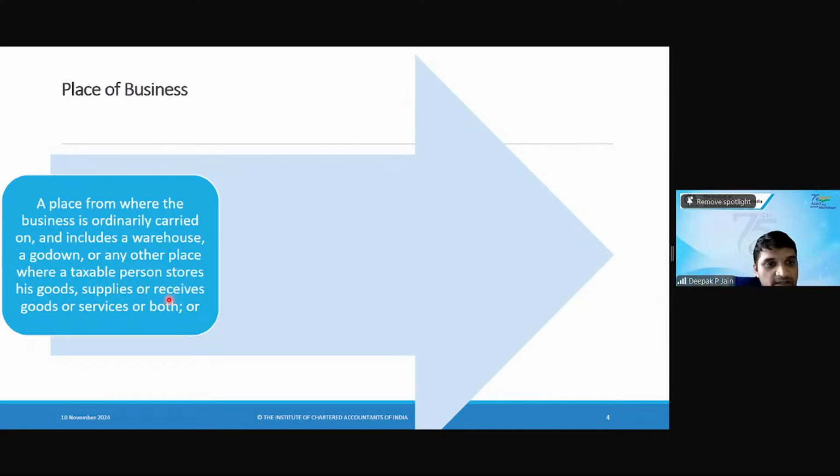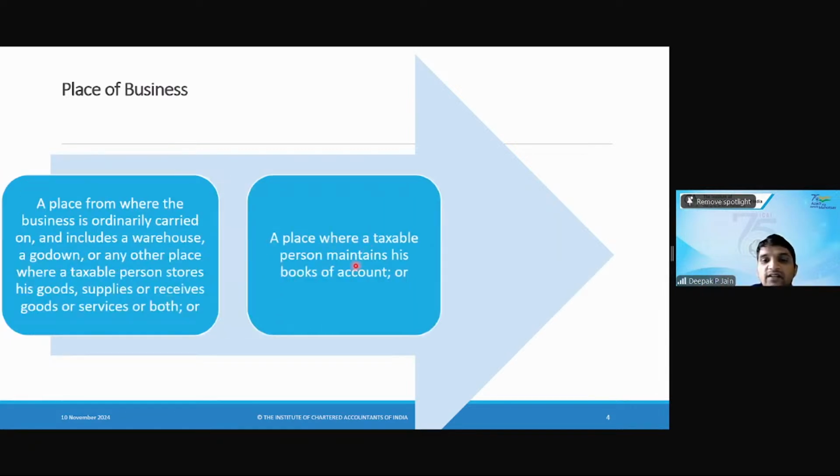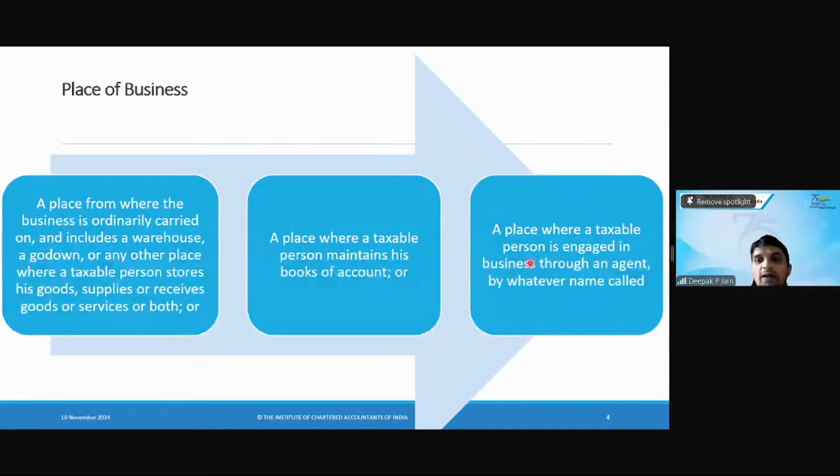Either he can carry out the business from there or he generally stores any goods over there. Both of them will be treated as place of business. And a place where a taxable person maintains his books of accounts. If he is carrying on the business from there, that's fine. If he's not carrying out, he's just keeping books of accounts, that can also be a place of business. Or a place where a taxable person is engaged in business through an agent by whatever name called. So the person is having a factory in Delhi, but in Bangalore, it is operated through an agent. So the agent who is carrying on this business, that agent's place will become the place of business.